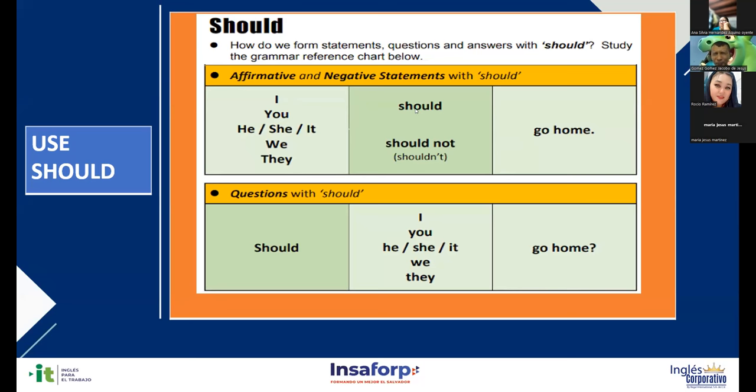Should is a modal auxiliary. And as a modal auxiliary, you always put the modal auxiliary first, then the subject, then the verb. Then you say, should I go home? Should you go home? Should he, she, it go home? Should we go home? Should they go home?